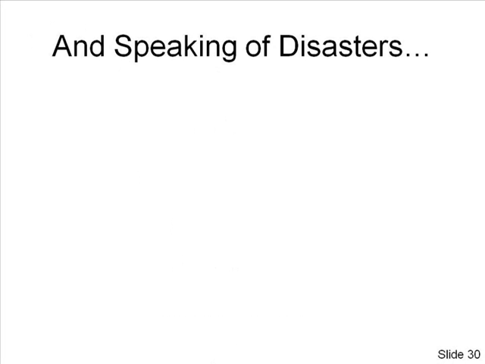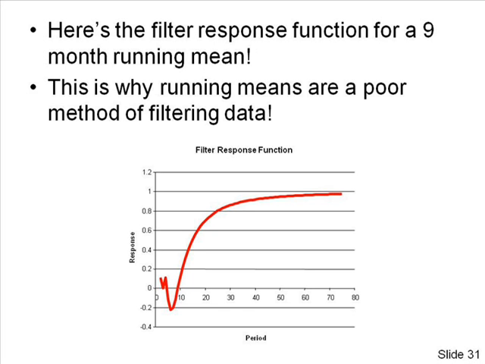And speaking of filters that are a bit of a disaster, here's what the filter response function for a 9-month running mean looks like. You might remember a couple assignments ago we did a 9-month running mean of data, and if you take those weights, remember we could think of a running mean as having weights. This is what the filter response function looks like. Well, this isn't anything like what you were hoping it would look like. This is why I told you that running means are a poor example of how to filter data.